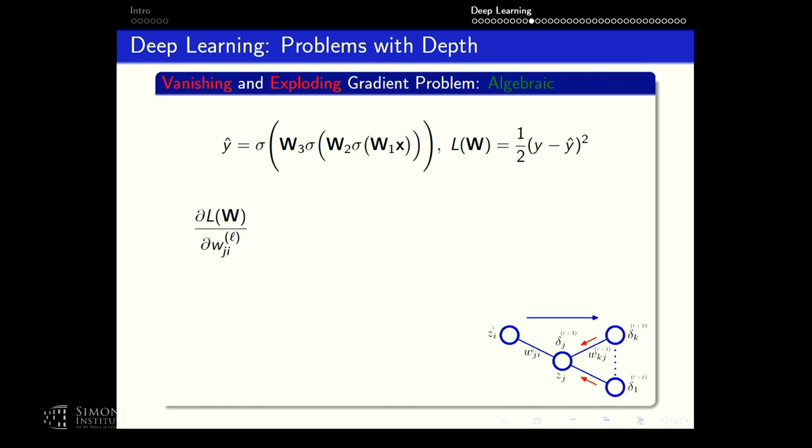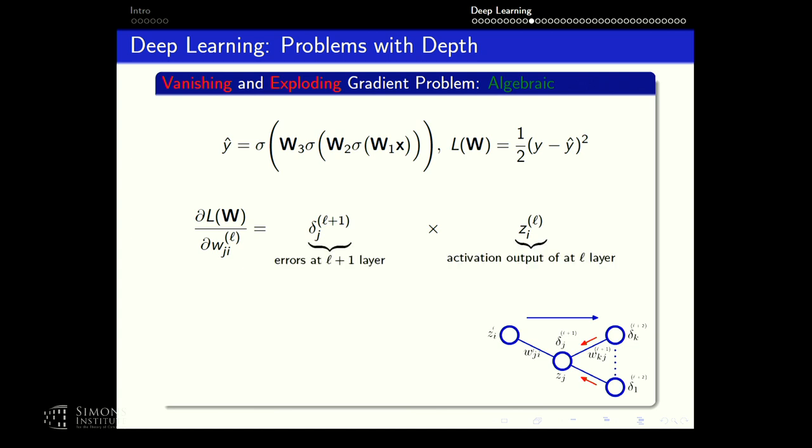Okay, so let's look at what is the gradient of the cost function with respect to the weight at, say, layer L, that takes in the ith neuron of the previous layer to the jth neuron of the next layer. So there are all these connections, and I'm trying to compute the gradient in the output with respect to the input. If you go through the backpropagation algorithm, it comes out to be the product of two terms. Doesn't matter what they are.